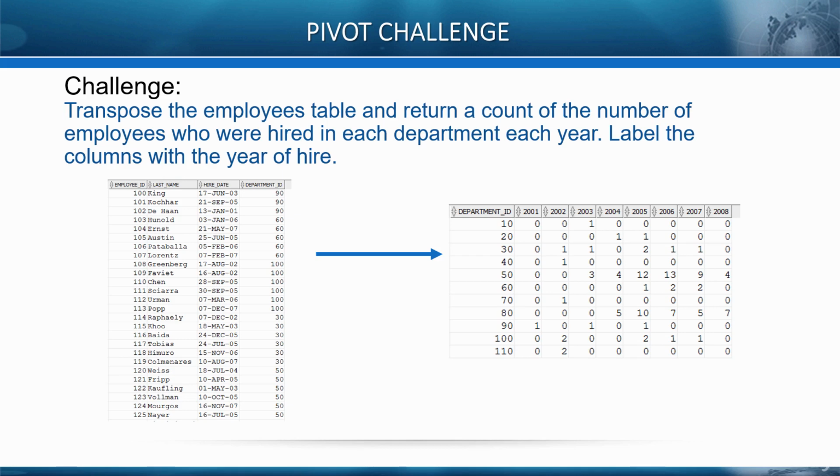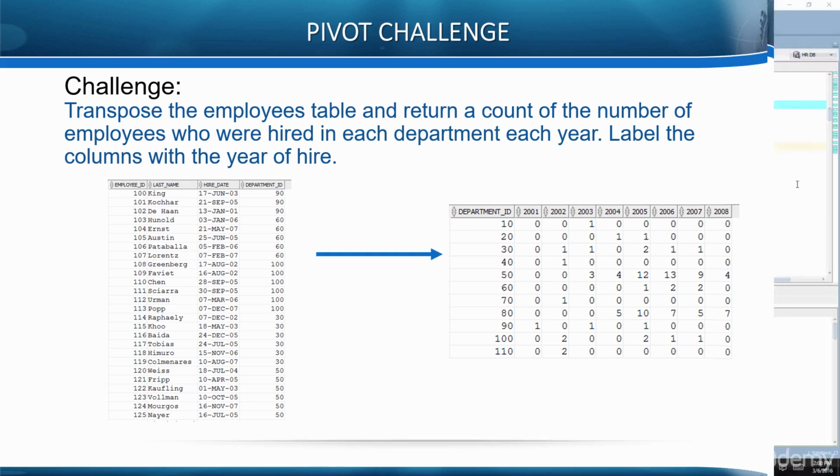We can see that it is row-based data. With the pivot operator, we can transpose or cross-tabulate the employees table such that the years of hire appear as column headings and the count of the number of employees who were employed during each year is performed within each department. Let's turn over to SQL Developer and see this in action.